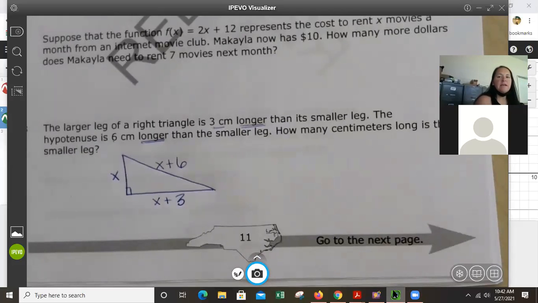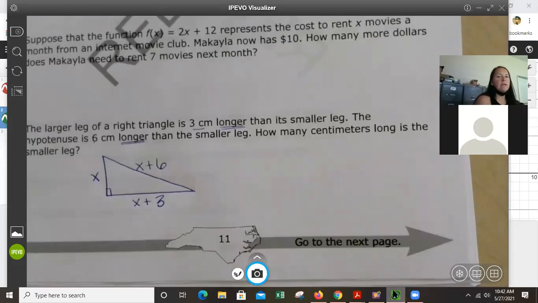All right. It says, how many centimeters long is the small leg? How do I do this? How do I do a right triangle?